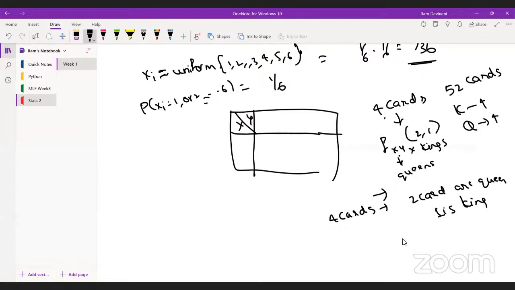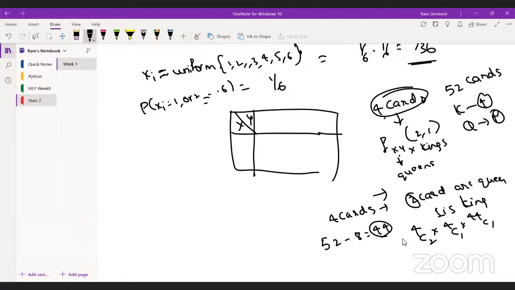Okay, how do you choose it? Among these 4 queens, I could choose any 2, right? 4C2. And 4C1, because I could use any king: spade, diamond, hearts, clubs. And then what are the remaining cards I have? 52 minus 8, which is 44. Among this 44, I need to choose one, because in total I should be choosing 4 cards, right? So this is my 4C2 multiplied by 4C1 multiplied by 44C1.